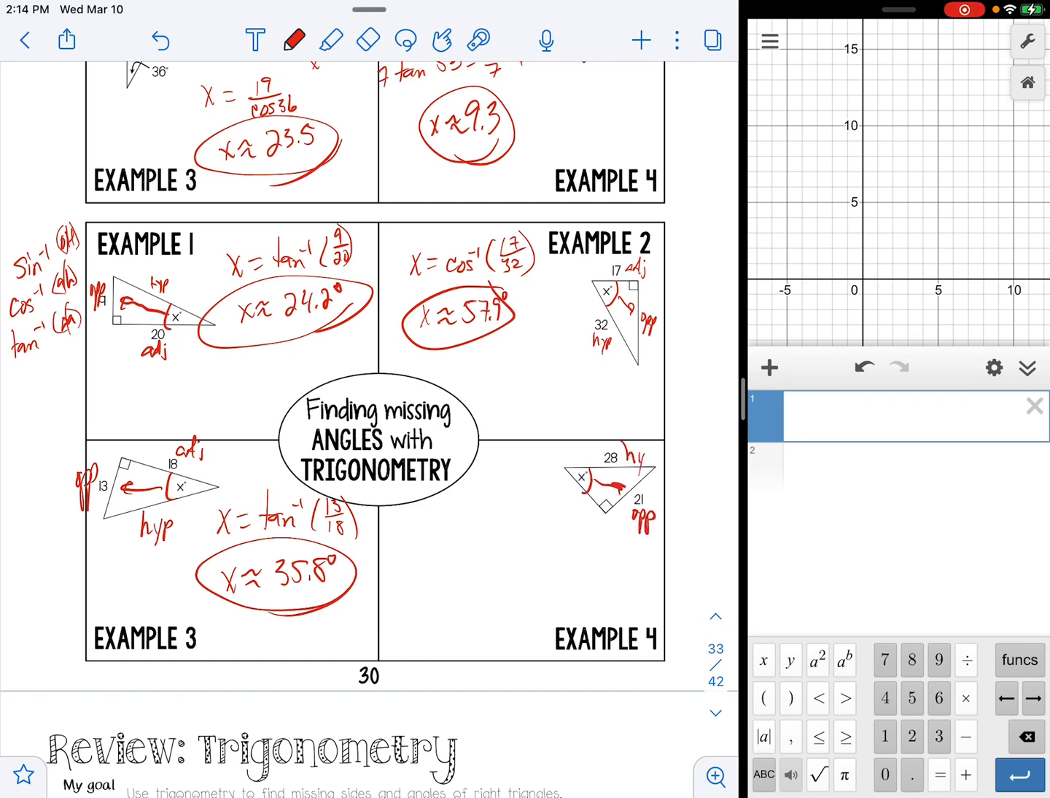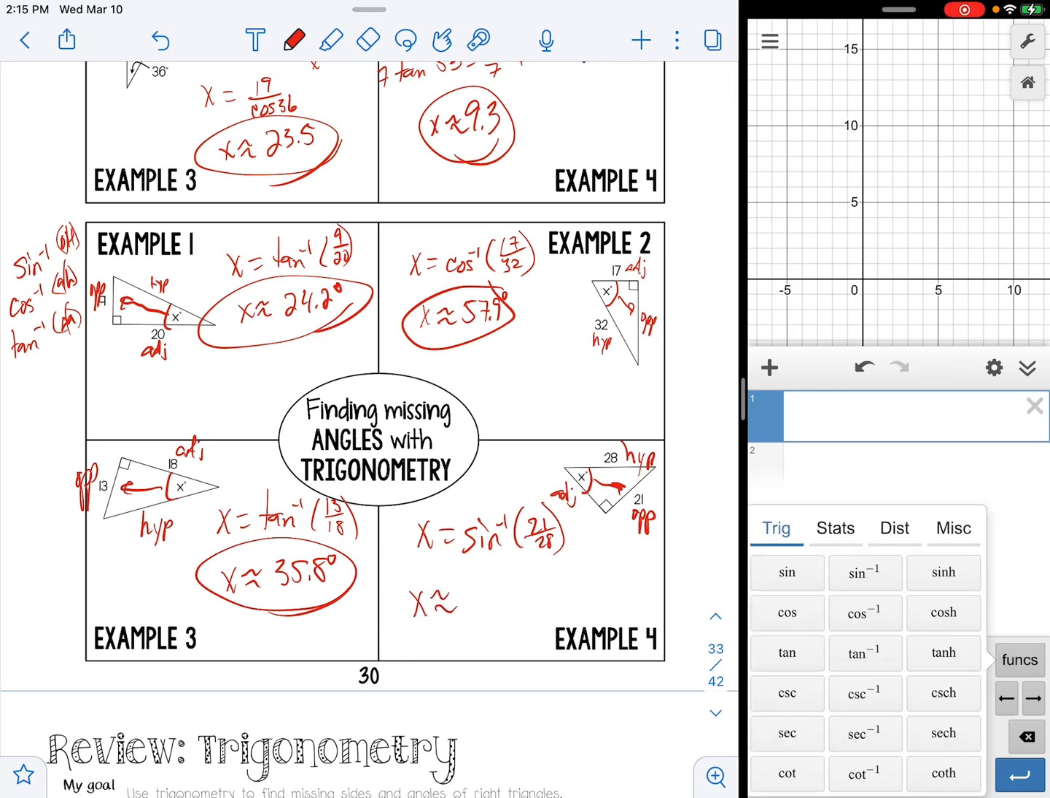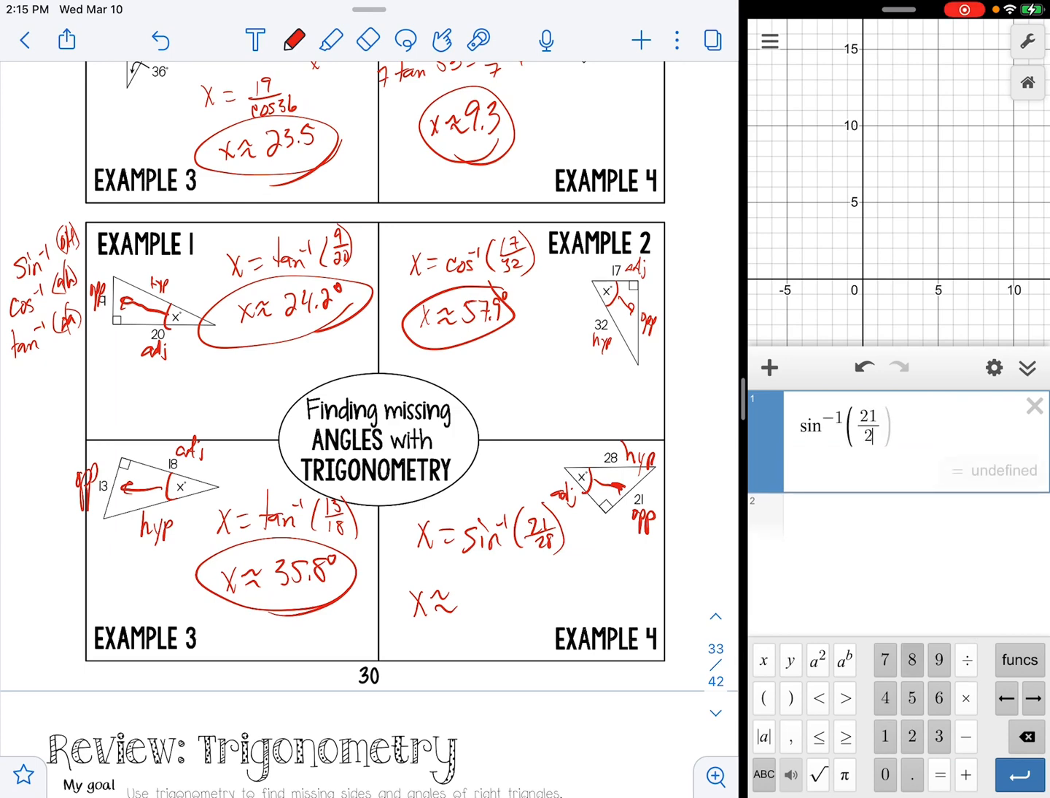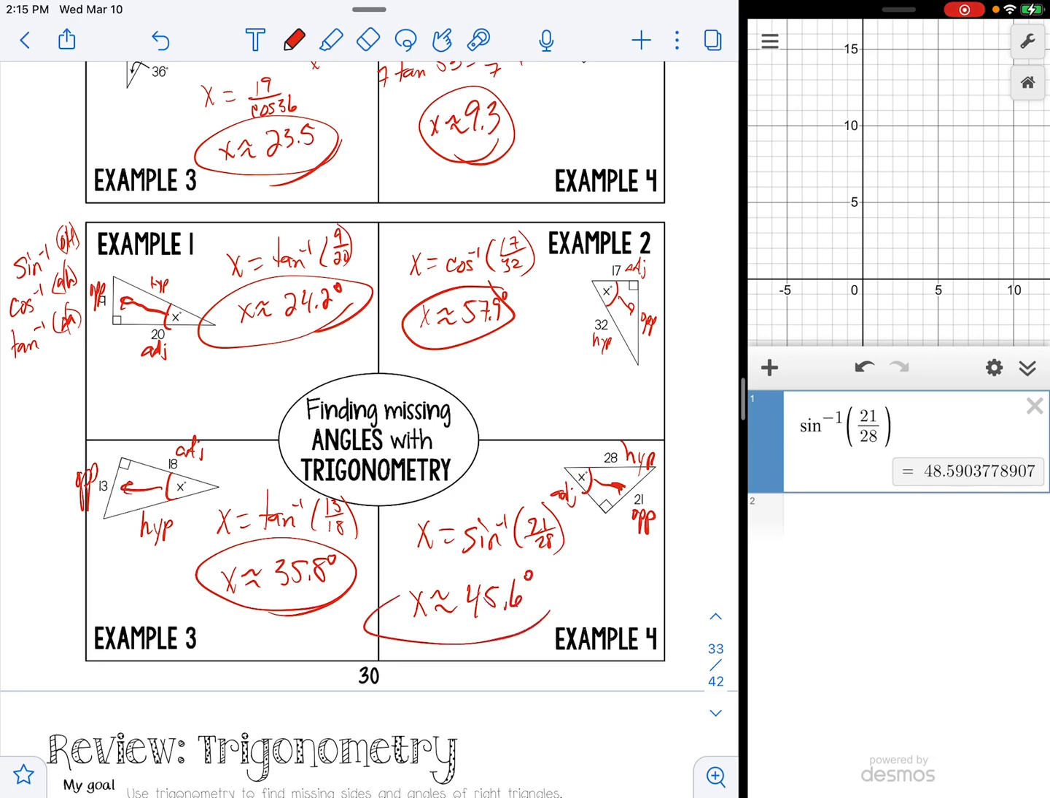One more to go. Over here is opposite. This is always the hypotenuse across from the 90. That makes this side the adjacent. We currently have opposite and hypotenuse, so x equals arcsine of opposite, which is 21 over 28, or 3 divided by 4. So x is approximately arcsine of 21 divided by 28, 48.6 degrees. And that's a quick review of trig.